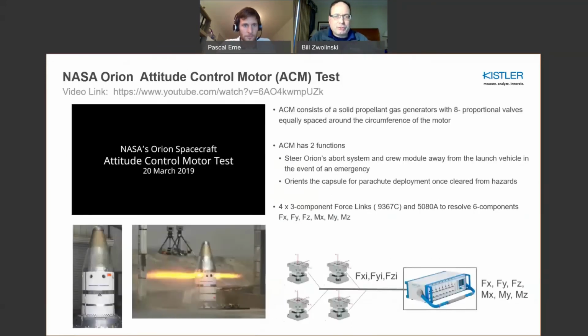Yeah, I just wanted to show that quickly. There's a dynamometer that basically is comprised of force links and measuring 6 components as well. So very much a dynamometer application, piezoelectric dynamometer application, where you can see this on a YouTube video. If you wanted to watch the entire video, it's up here.